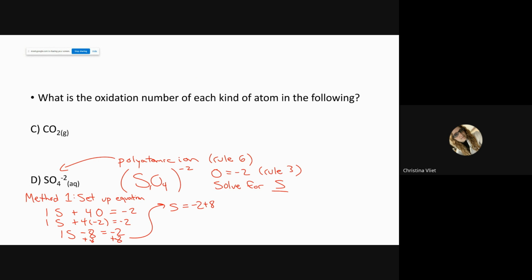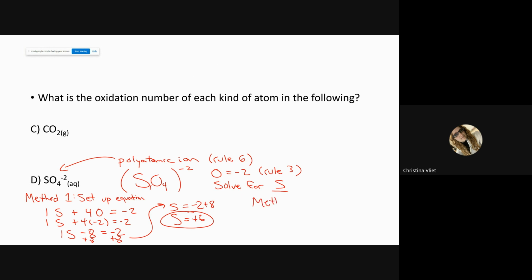Are you allowed to use a calculator? Yes, there's no calculator shame. If you need a calculator for different signs, I'm not your math teacher, I'm not going to get mad at you. Plug it in the calculator. -2 plus 8 is? S equals positive 6. And that's the answer, using method 1. Method 1 is a little bit longer, but it can guarantee you the right answer if you've set up your equation correctly. Let's take a look at method 2.